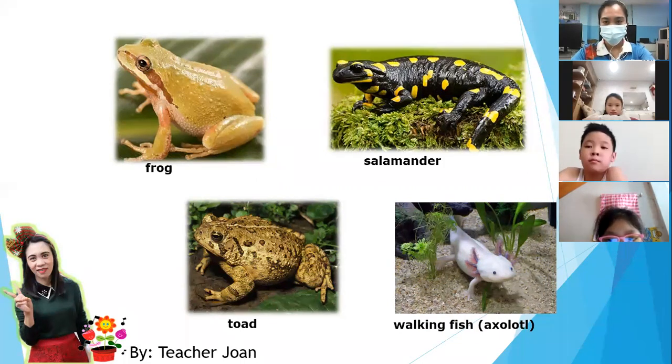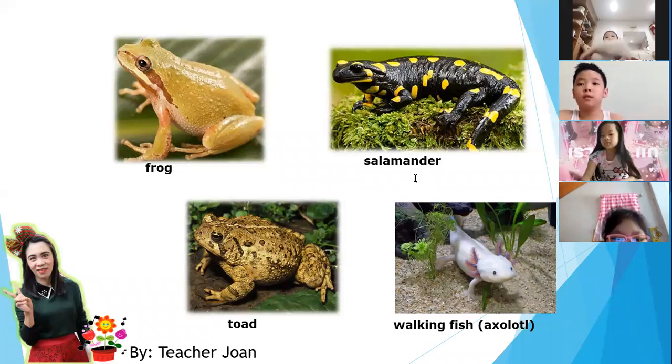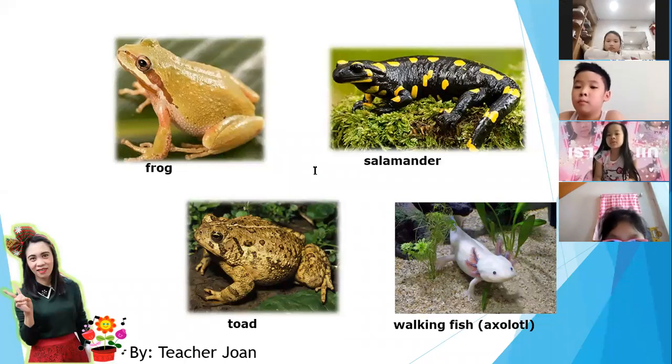Okay, Dragon said, what is salamander? Salamander belongs to the family of lizards, okay? But salamanders have slimy skin. It's very, very slippery skin, okay? Most of the amphibians have slimy skin, okay? Okay, now. Next slide.